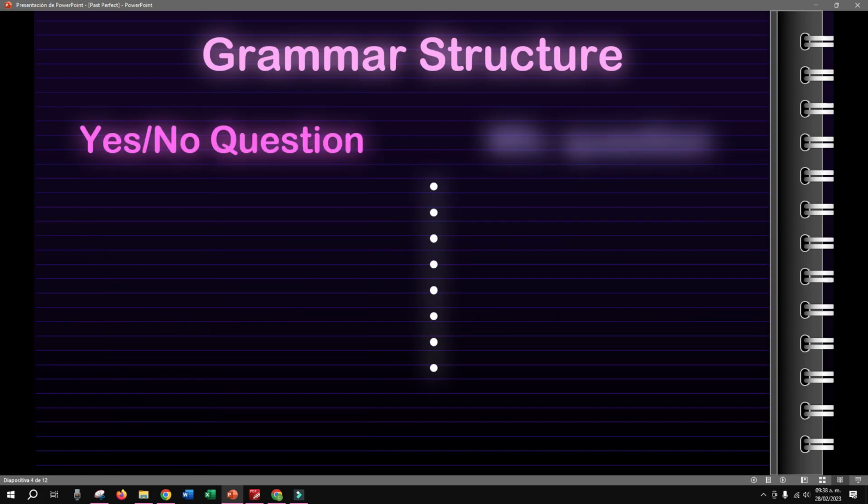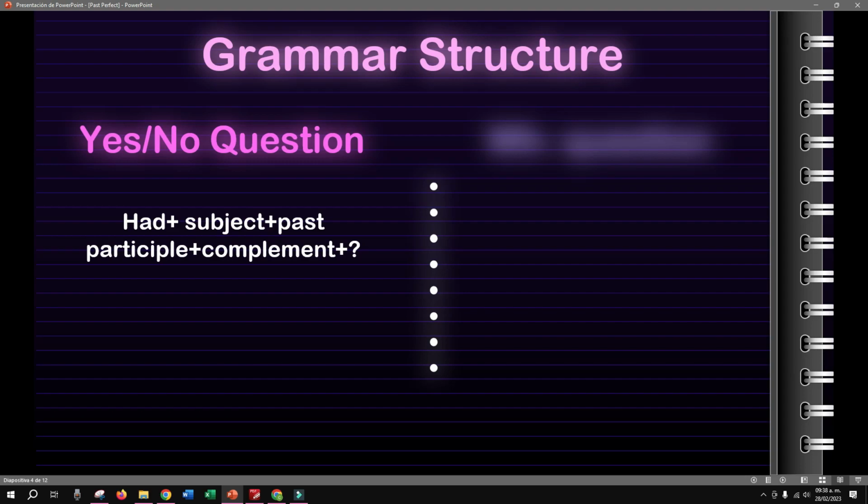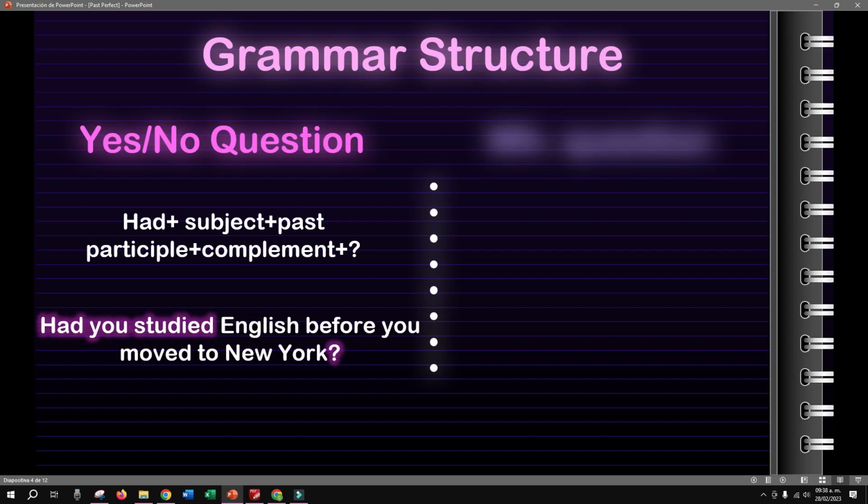Also, we have yes/no questions. First, remember, we need to switch the subject with the auxiliary, in this case, had, right? So first of all, the auxiliary, then the subject, plus the past participle of the verb, that will be the main verb, right? The complement, and don't forget that question mark at the end. Had you studied English before you moved to New York? So this is a yes/no question, right? You should answer in a short way.